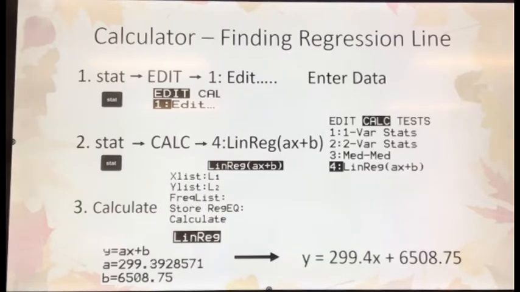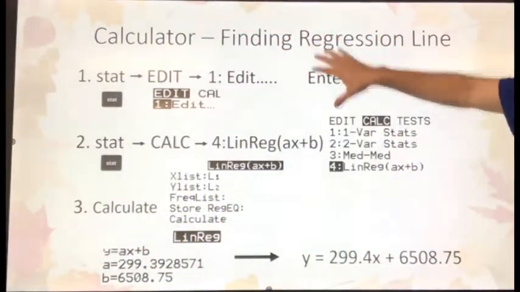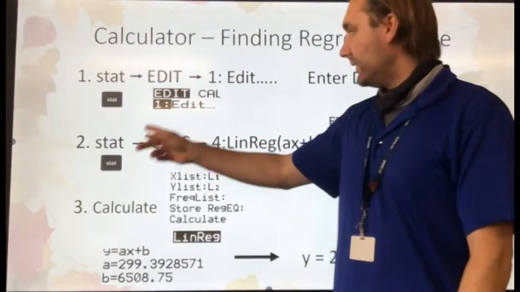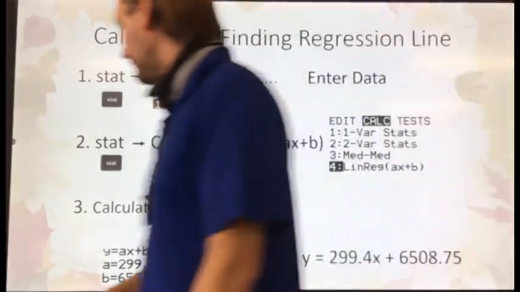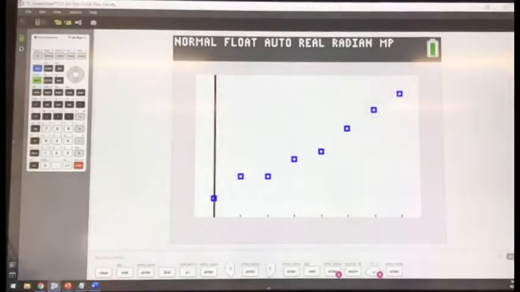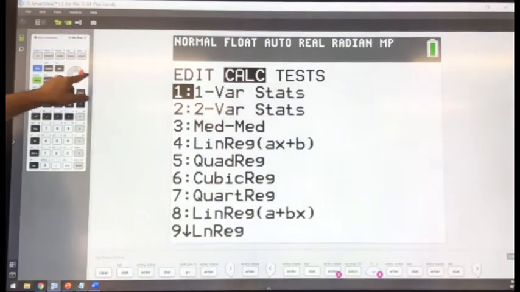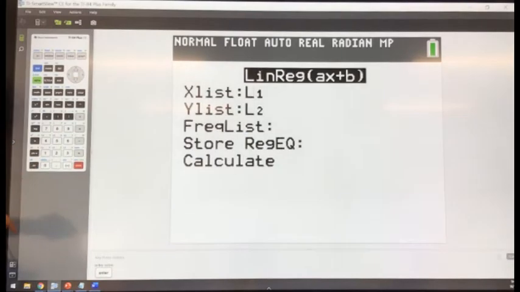So you want to hit Stat, Edit, enter the data. We've already done this, but this should be your first step if you just need to find the regression line. And then Stat, Calculate, number 4, linear regression. So let me bring out my calculator. Stat, Edit, my data's there. So Stat, Calculate, down here to number 4. Calculate my linear regression. You probably went through the steps when you were in Algebra 2 or algebraic reasoning.